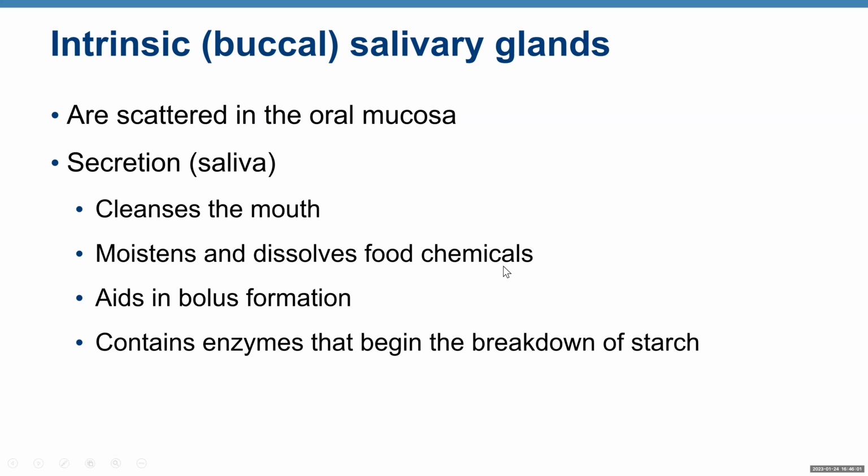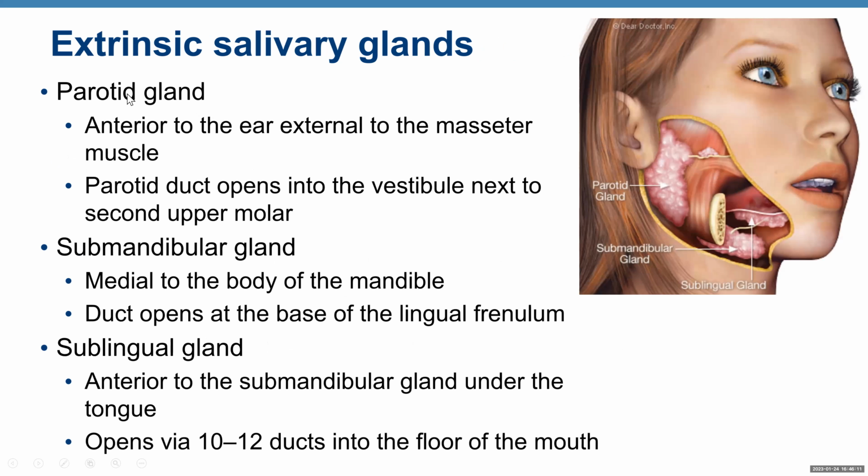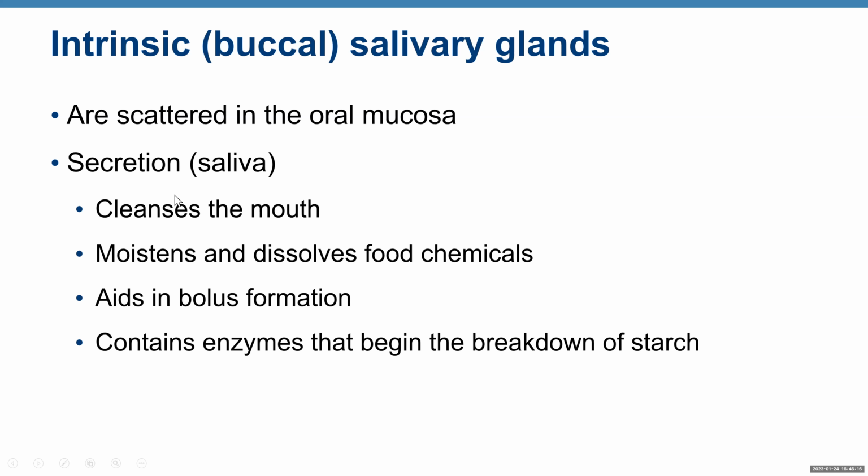Intrinsic and buccal salivary glands are smaller glands. They are scattered in the oral mucosa. And all these glands, the buccal glands, the extrinsic glands and the intrinsic glands, produce saliva. Saliva cleanses the mouth, moistens and dissolves food chemicals, aids in bolus formation, and contains enzymes that begin the breakdown of starch.